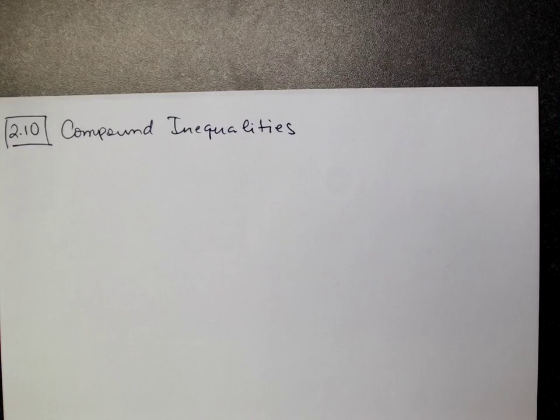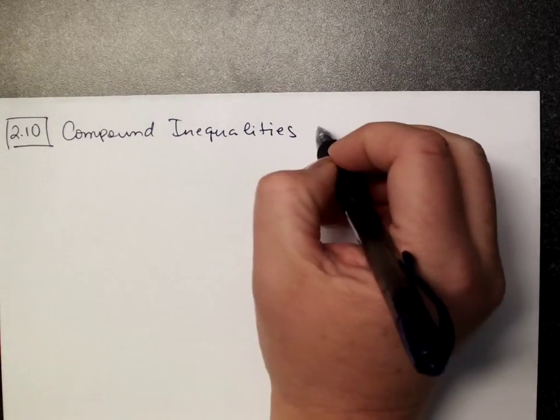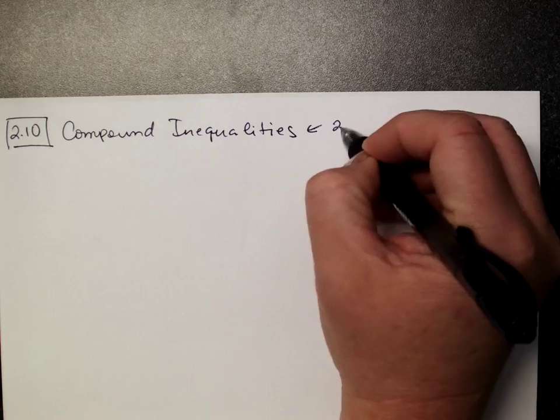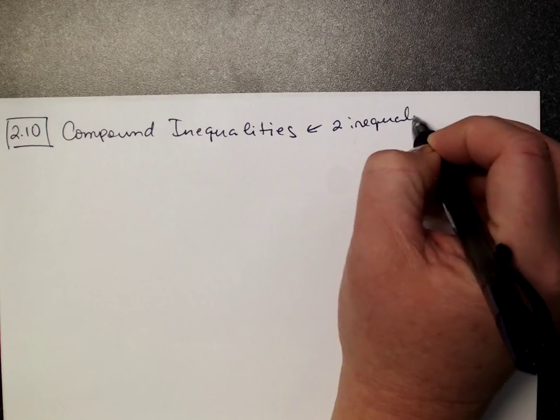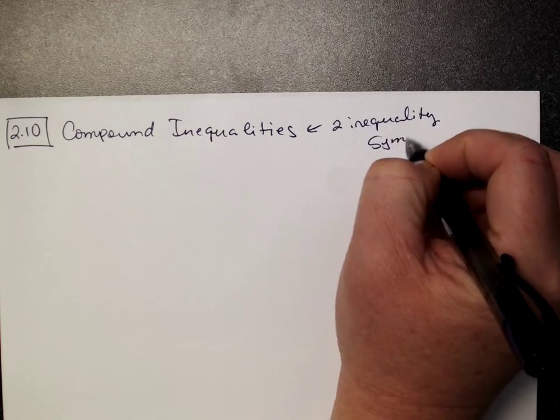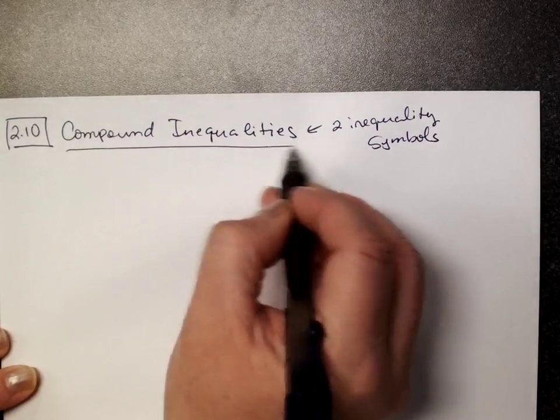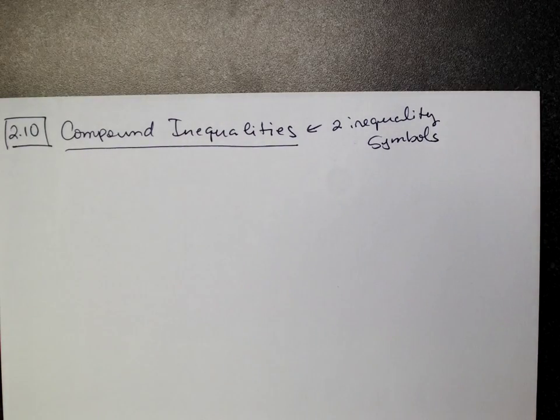And the compound inequality, as I mentioned, has two inequality symbols. It also means it's putting two simple inequalities together into one problem. So you can solve a simple inequality and you get your solution. But a compound inequality is saying I'm going to solve two simple inequalities, and the solution is not just to one or the other, but how those two simple inequalities interact together.